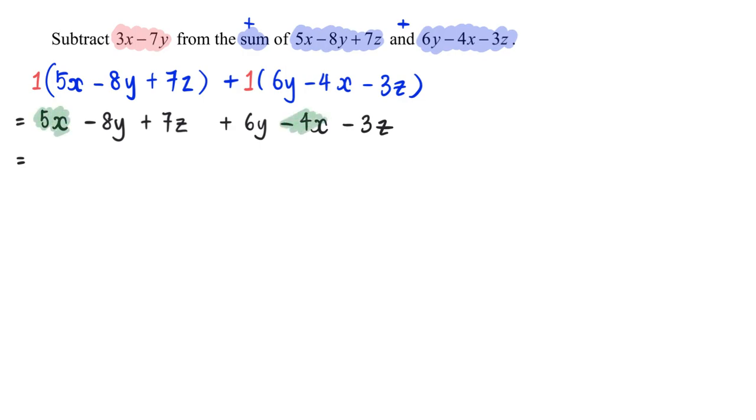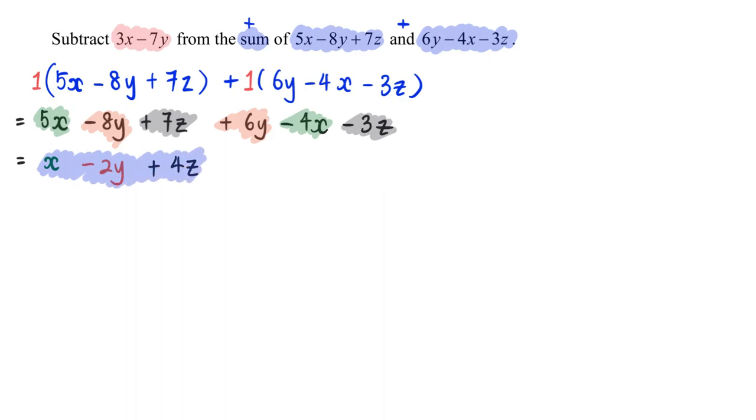5x and minus 4x, this will give me 1x. Negative 8y plus 6y, that will leave me with negative 2y. Good job, everyone. And 7z minus 3z, positive 4z. Yes! So we have successfully gotten our sum.